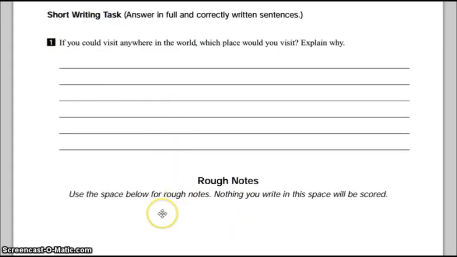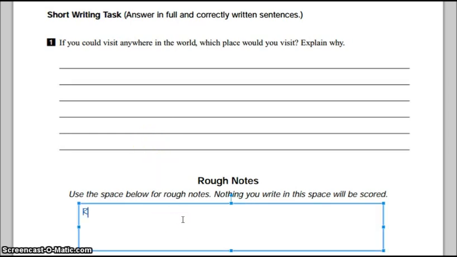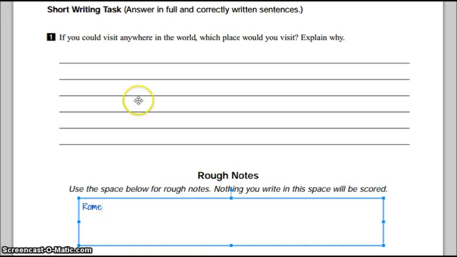So for here, I'm going to go with something I think might be an easy way to answer it. I'm going to go with Rome. There we go. I'm going to go visit Rome, and now I've got to explain why. And I'm using my little rough notes area down here to jot some ideas before I get started so I don't get lost. So let's say I'm going to choose Rome because I like history.